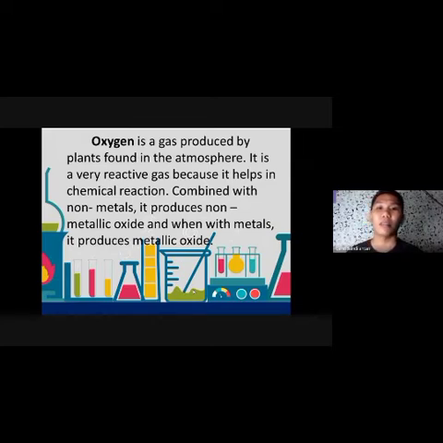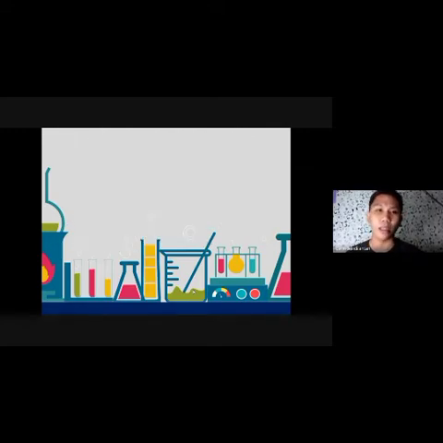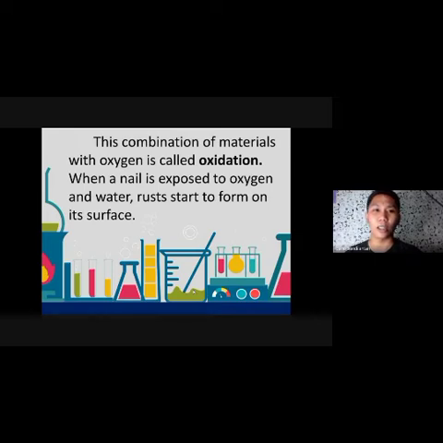It is a very reactive gas because it helps in chemical reaction and kailangan siya para ma-undergo ang process of chemical reaction. It combines with nonmetals and it produces non-metallic oxide, and with metals, it produces metallic oxide. Tandaan na kapag non-metal, non-metallic oxide, kapag metal, that is metallic oxide. And this combination of materials with oxygen is called oxidation. Yun, kapag meron na siyang presence of oxygen, so sa materials, that is what we call oxidation.